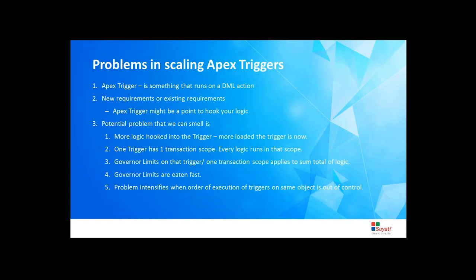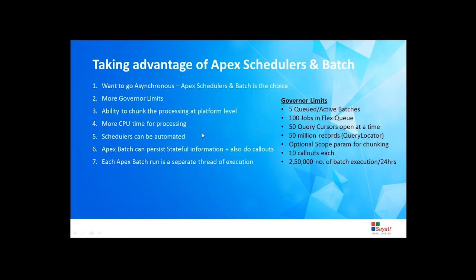So it becomes a very major headache when it comes to debugging and finding out a problem, or what specific piece in that whole business logic is stopping us from scaling. So now it is high time that we look into concepts like schedulers or batch Apex in Salesforce, which give us more room to run the logic. That is, they give us more governor limits.